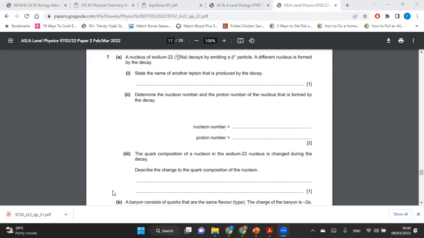Okay. The question basically states that a nucleus of sodium 22 decays by emitting a beta plus particle. A different nucleus is formed by the decay. State the name of another lepton that is produced by the decay. So a lepton is a particle that is not affected by the nuclear force, right? So when we are having a beta plus decay, what other lepton is produced?